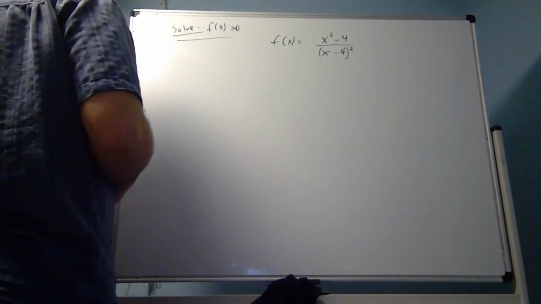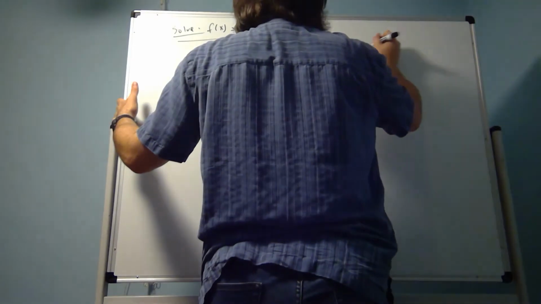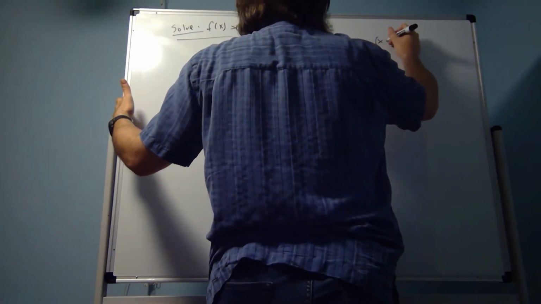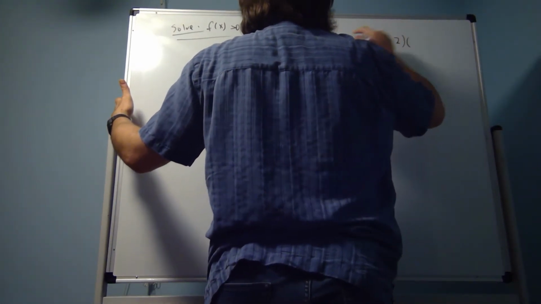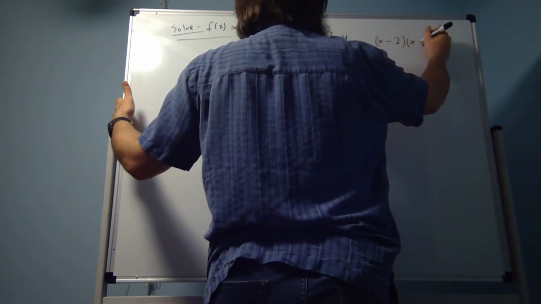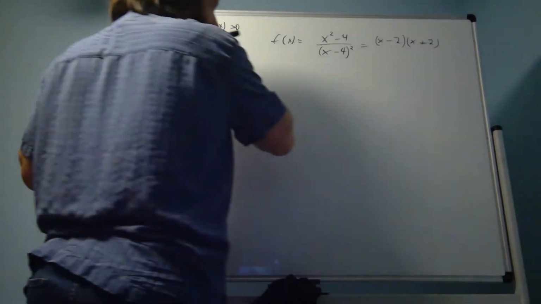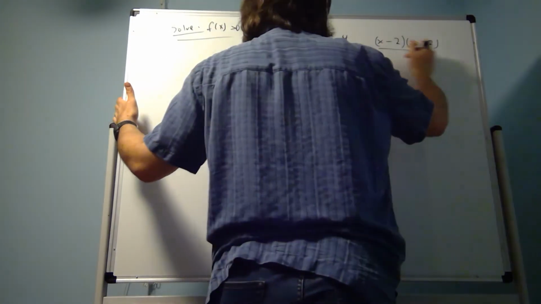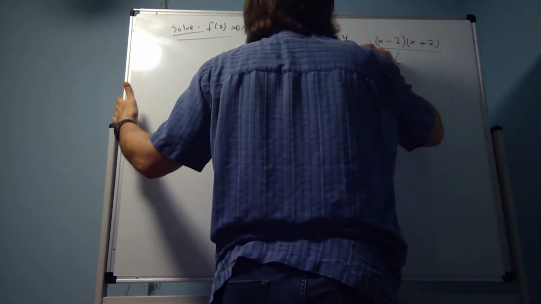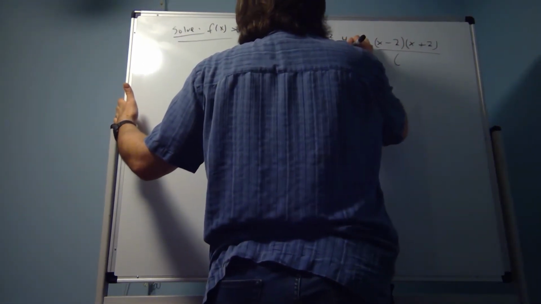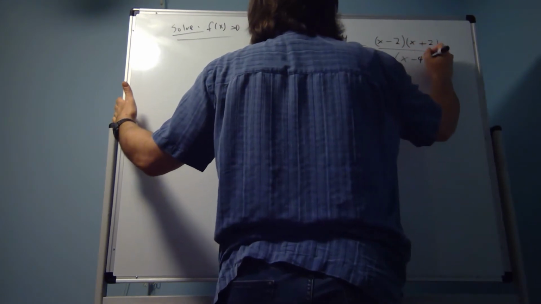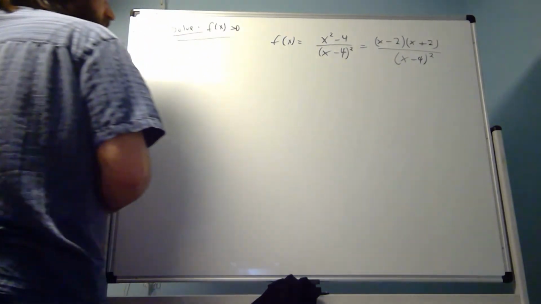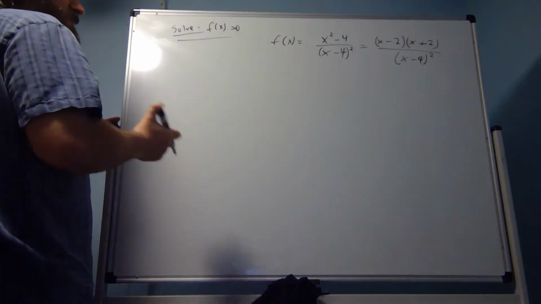Alright, so this one might be a little bit tricky, but you gotta be careful about your factoring. This is a difference of squares. The numerator is actually x minus 2 times x plus 2. And the denominator looks like that. So what do we have here?